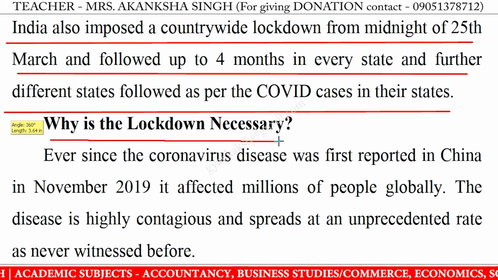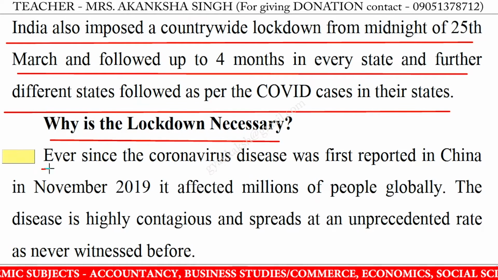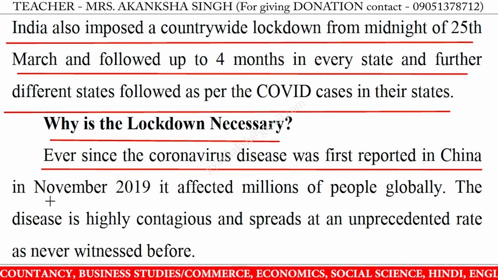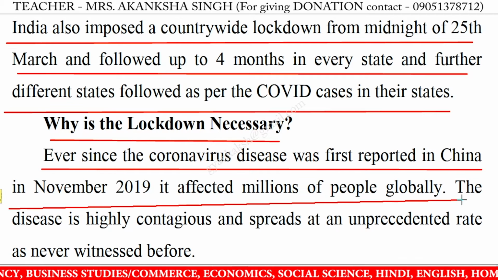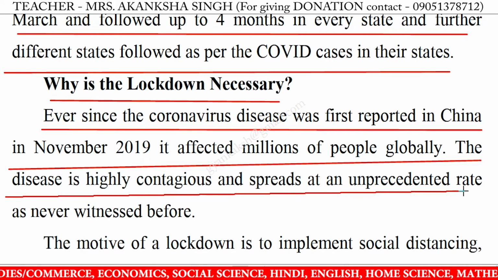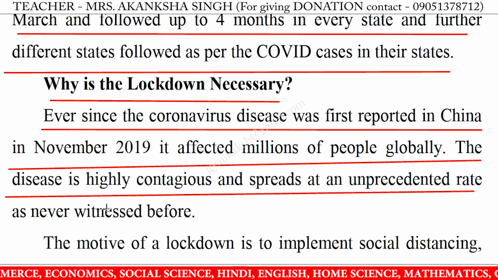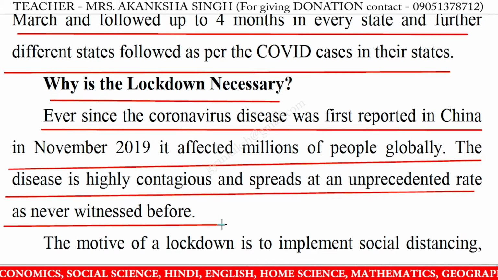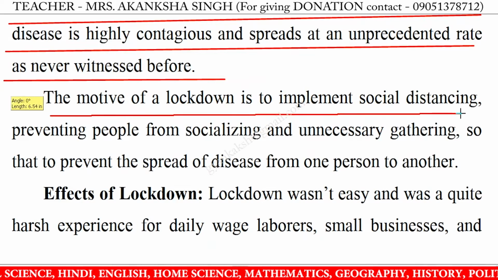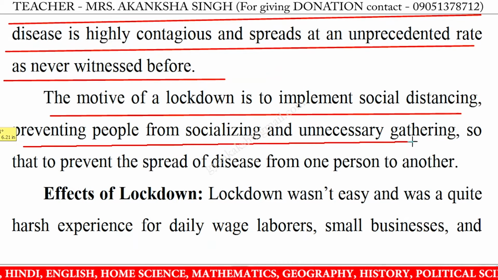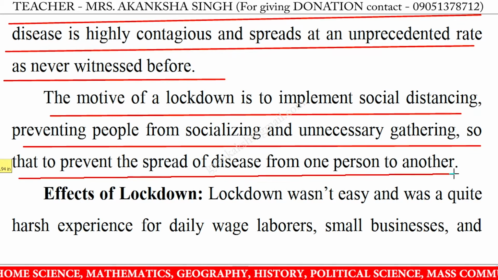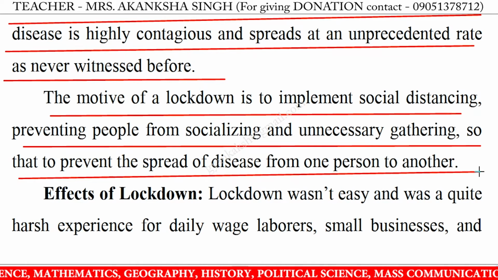Why is the lockdown necessary? Ever since the coronavirus disease was first reported in China in November 2019, it affected millions of people globally. The disease is highly contagious and spreads at an unprecedented rate as never witnessed before. The motive of a lockdown is to implement social distancing, preventing people from socializing and unnecessary gathering, so as to prevent the spread of disease from one person to another.